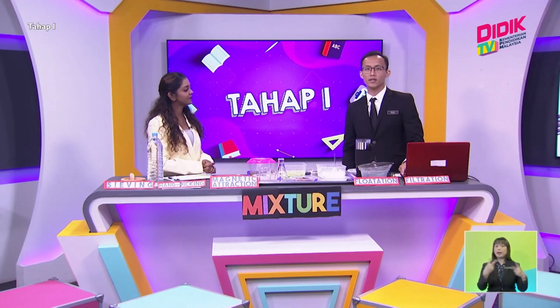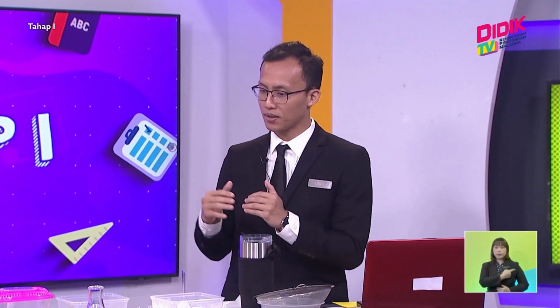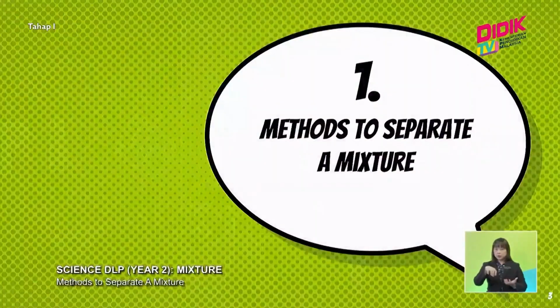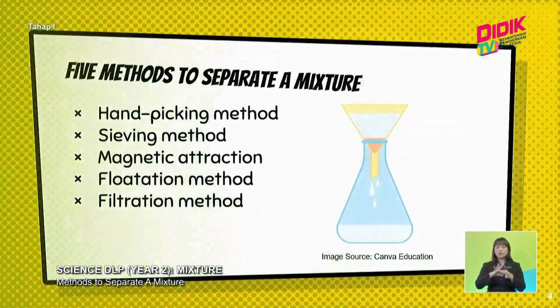Today, we are going to learn about the topic mixture. In this segment, we are going to talk about how do we separate materials, how do we separate the mixtures into the materials that we want. In front of us there are altogether 5 types of experiments that we are going to do here today. So the first method is about handpicking.